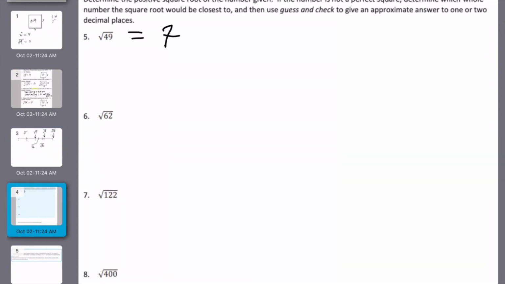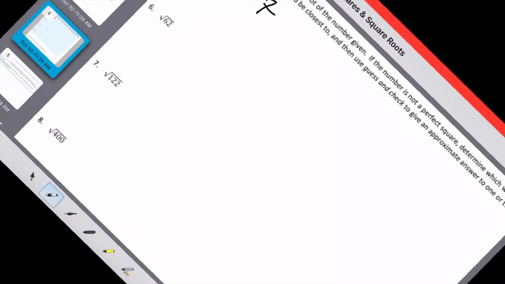The square root of 62, however, let's see. I'm trying to think about whole numbers that I can multiply by themselves to get to that number. Well, I know 5 times 5 is 25, not close enough. 6 times 6 is 36, not close enough. 7 times 7 is 49, not close enough. 8 times 8 is 64, so it's slightly over 8. So we know it's close to 8.